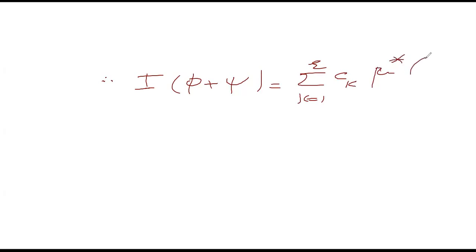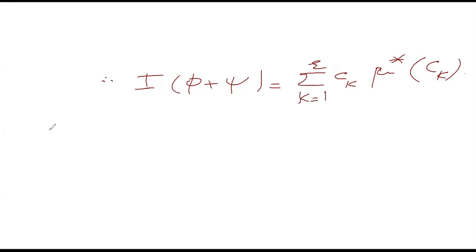By the definition of the integral of a step function, it is equal to the summation k runs from 1 to r of c_k mu star of C_k. So we need to show that this sum is equal to the integral of phi plus the integral of psi. The integral of phi is equal to the summation i runs from 1 to n of a_i mu star of A_i, and here k runs from 1 to r.